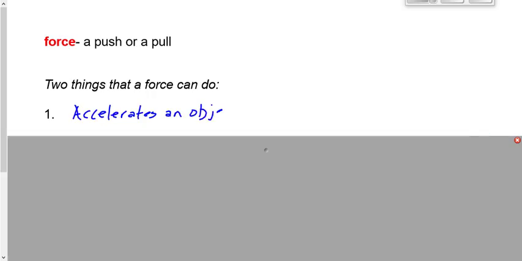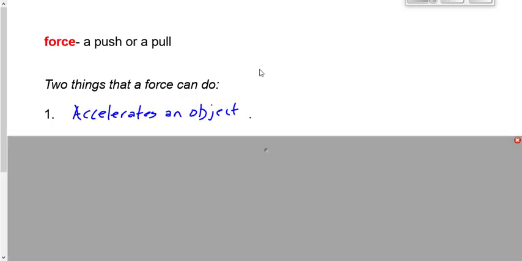Which includes the fact that it causes motion, right? If an object is at rest, then you apply a force on it and it's going to accelerate, it's going to speed up. But it can also go the other way as well. If an object is moving, then a force can cause it to slow down. That's acceleration. Or it can cause it to speed up from movement, speed up even further, which is acceleration. So the bottom line is 2 things. The first thing that a force can do is cause an object to accelerate.